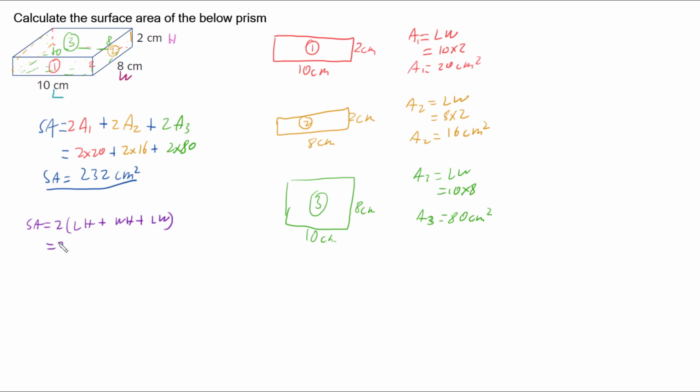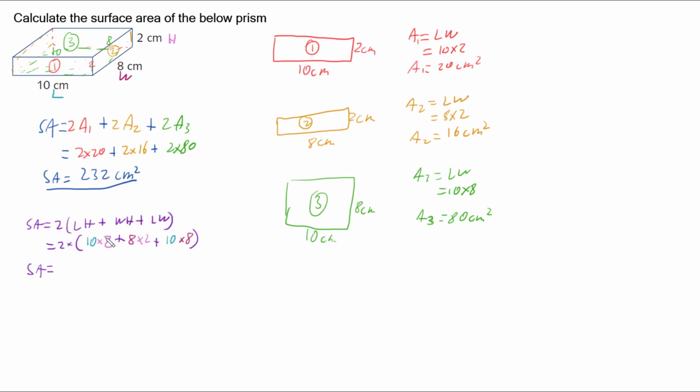So we would have 2 times the length, which is 10, multiplied by the height, which is 2, plus the width, which is 8, multiplied by the height, which is 2, plus the length, which is 10, multiplied by the width, which is 8. And so we get basically the same calculation.